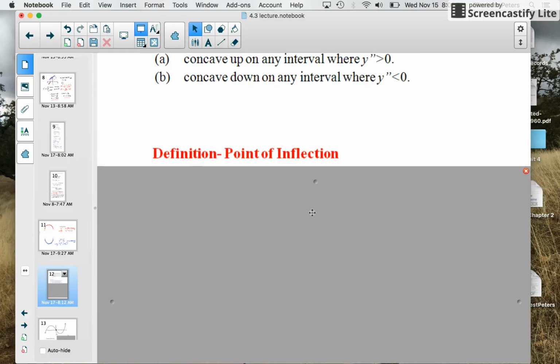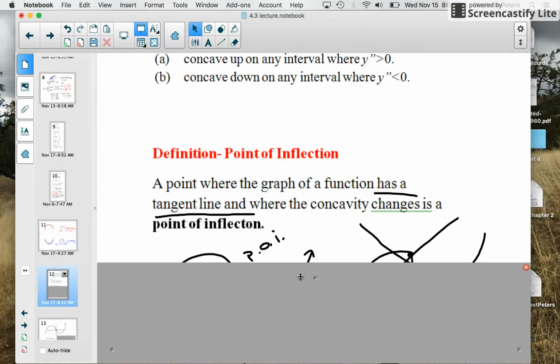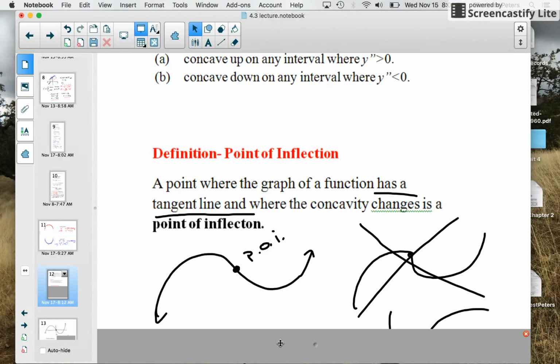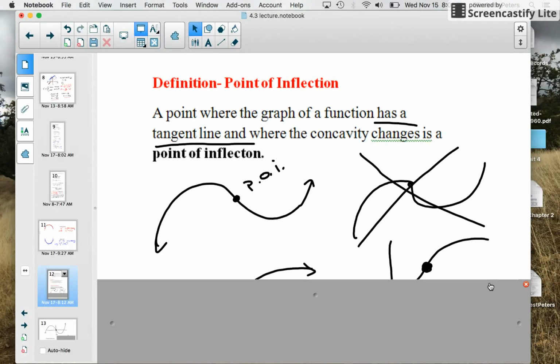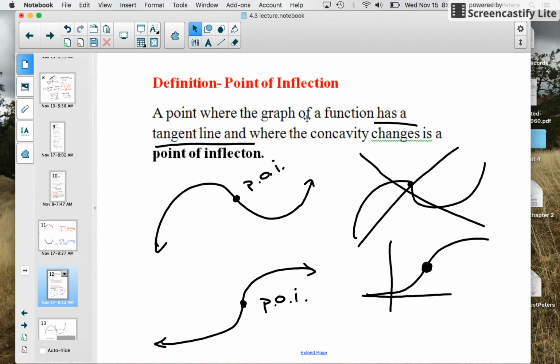And the last thing that we're going to talk about is what's called a point of inflection. A point of inflection is a spot where the graph has a tangent line. So that's important. It's where the graph does have a tangent line. We don't have points of inflection on corners like this. So it's where the graph has a tangent line, and where the concavity changes.